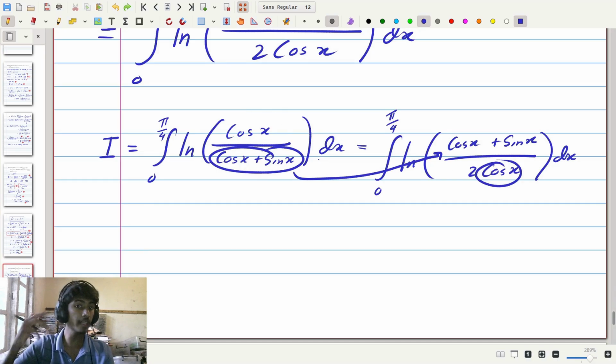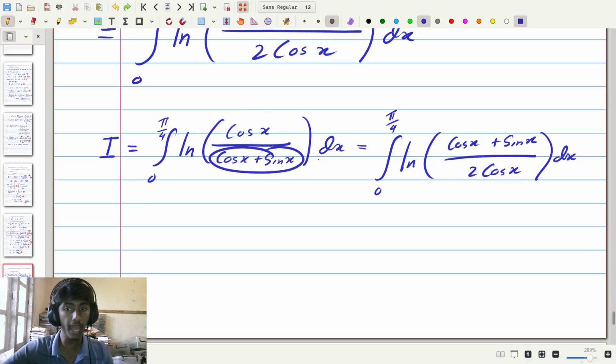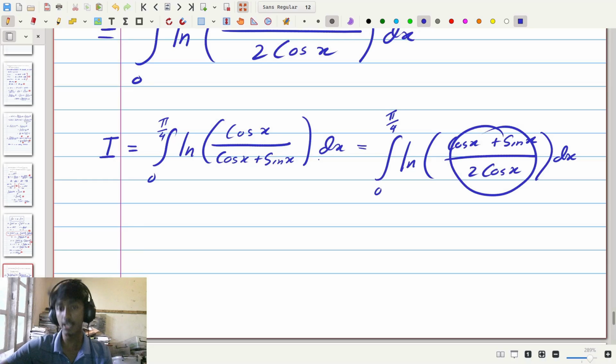So we can see the top and the bottom have swapped, but we also have a 2 on the bottom here. So we can see not only is this thing the reciprocal in here, but it's also divided by 2.